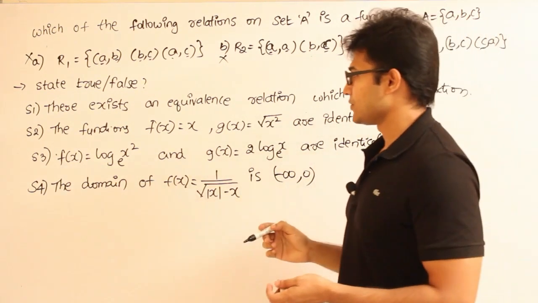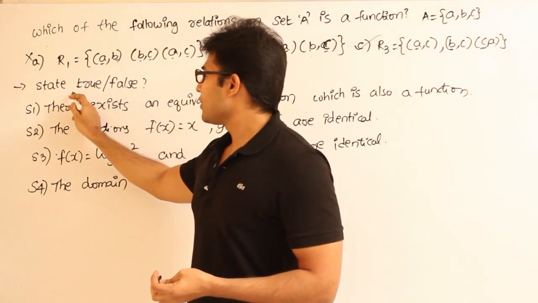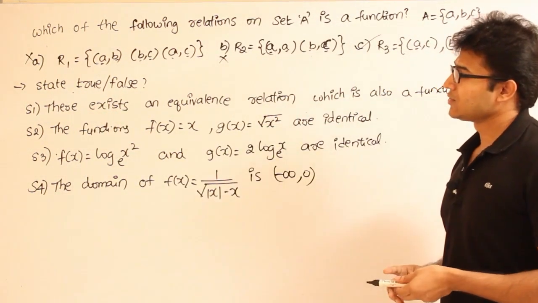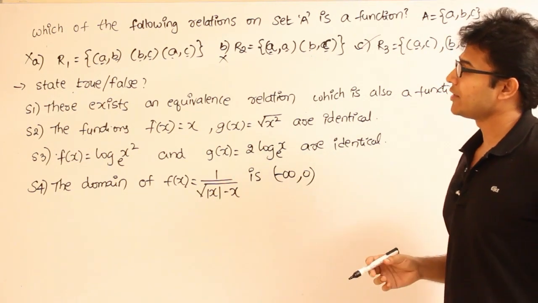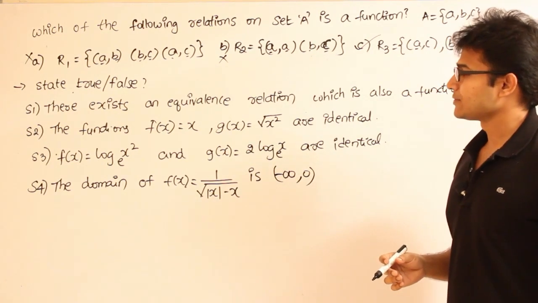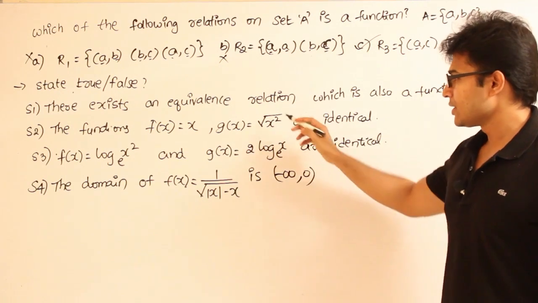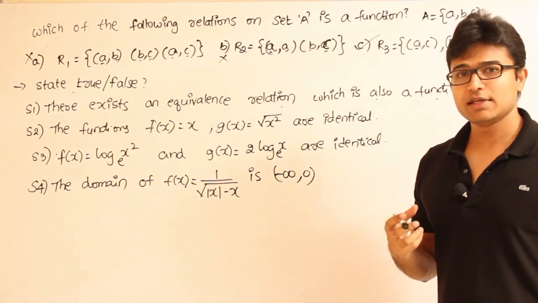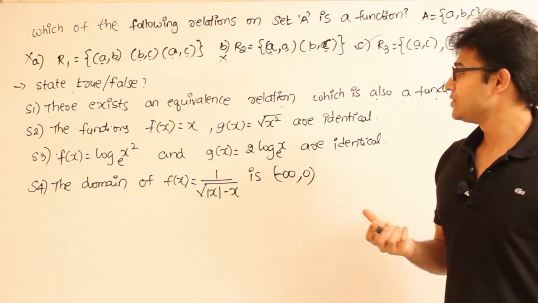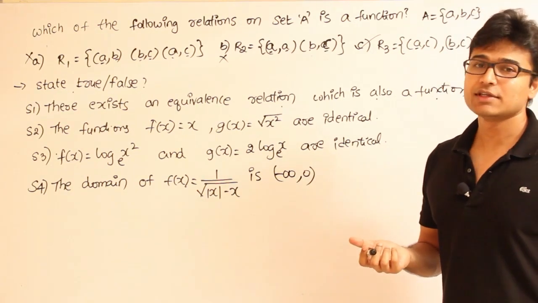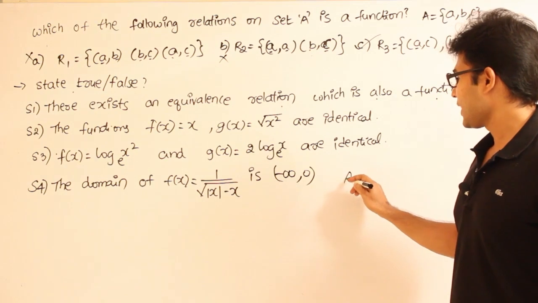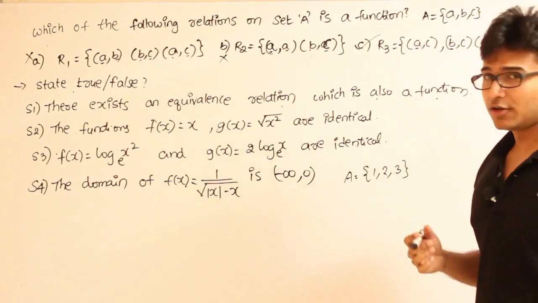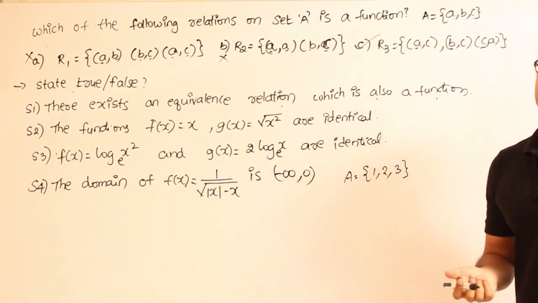Now let's look at the next one. State if the following are true or false. So how to find out whether the following are true or false? See this, there exists an equivalence relation which is a function. So is there any equivalence relation that you know which is exactly a function? Just think about it. Let us say capital A equal to 1, 2, 3. What equivalence relation can you think of which is also going to be a function?